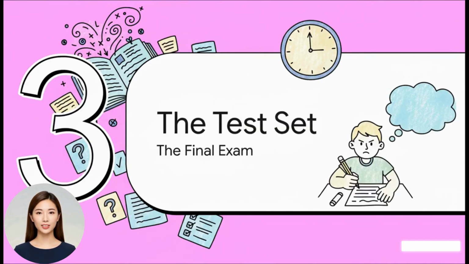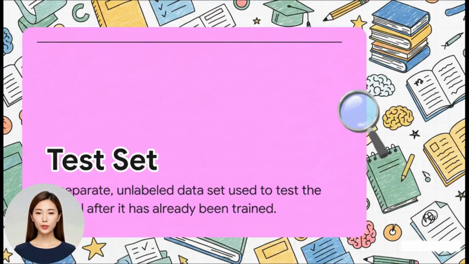Okay, so our model has studied its textbooks, it's aced its practice quizzes. Now it's time for the big one, the final, ultimate evaluation. And this is maybe the single most important rule in this whole process. The test set is completely separate. The model has never, ever seen this data before. Not during training, not during tuning, nothing. It's been locked away in a vault just waiting for this moment so we can get one final, totally honest grade on what this model can really do.